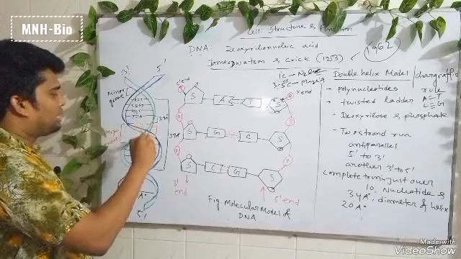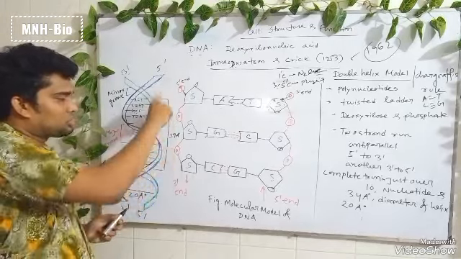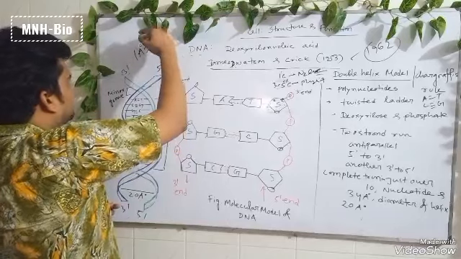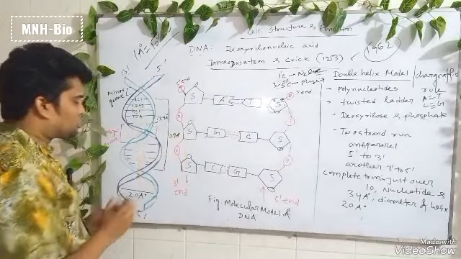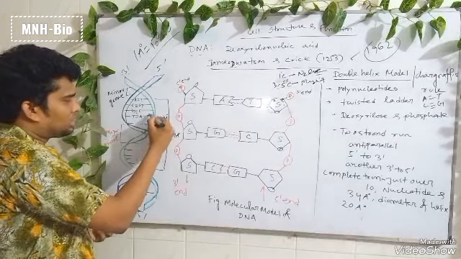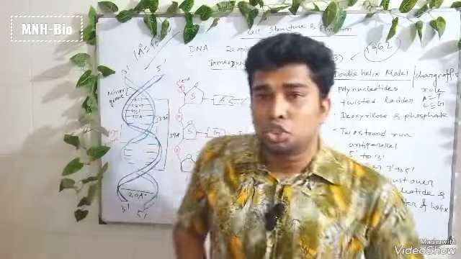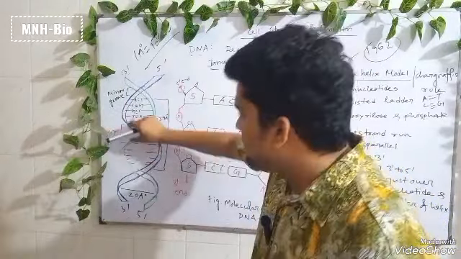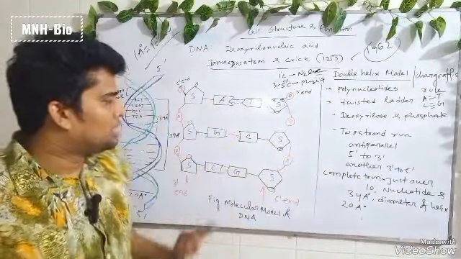1, 2, 3, 4, 5, 6, 7, 8, 9, 10. These 10 nucleotides span a distance of 34 Angstrom. 1 Angstrom is 10 to the power minus 10 meter. The distance from one nucleotide to the next is 3.4 Angstrom, and the diameter of the double helix is 20 Angstrom. It has two grooves, one major groove and one minor groove. These are the two grooves of DNA: one is major, one is minor.